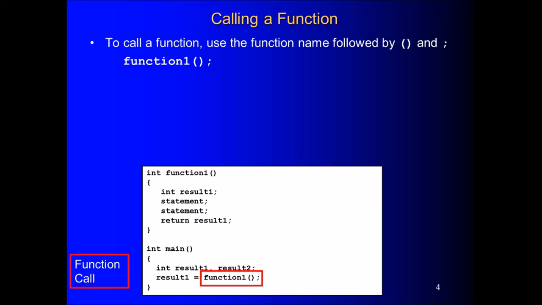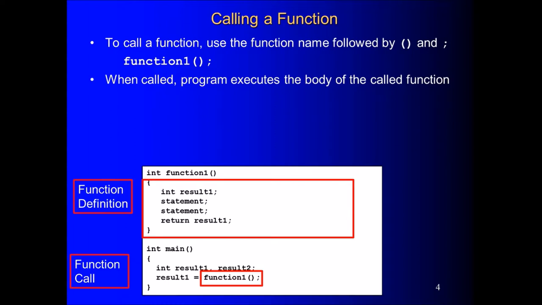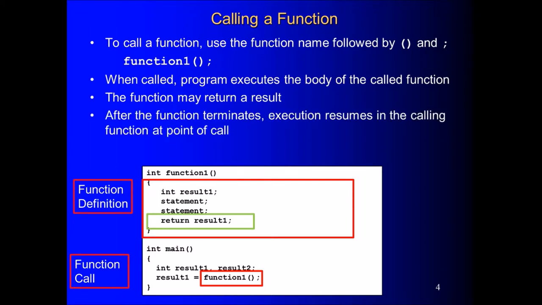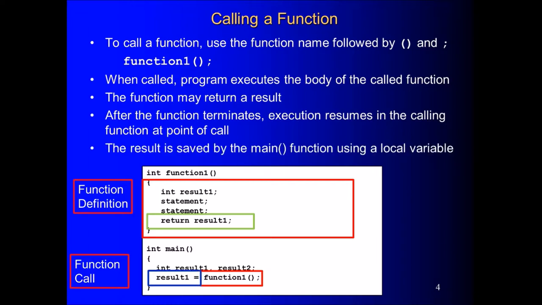Calling a function. To call a function, use the function name followed by parentheses and a semicolon, just like that. When called, the program executes the body of the called function. The function may return a result. And after the function terminates, execution resumes at the calling function, the point of call. The result is saved by the main function using a local variable. And this is also what we're going to explore a lot more in this video.